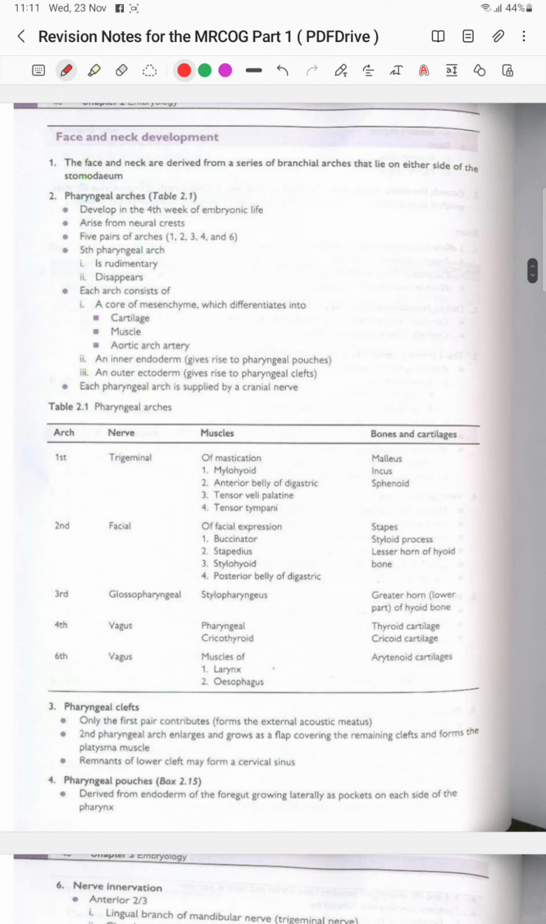Now the face and the neck development. The face and the neck are derived from a series of the branchial arches that lie on either side of the stomodeum, and the branchial arches develop in the fourth week of the embryonic life.